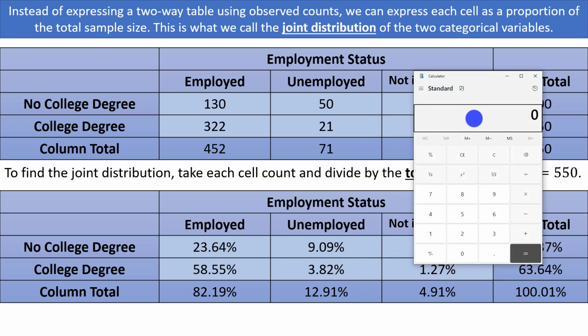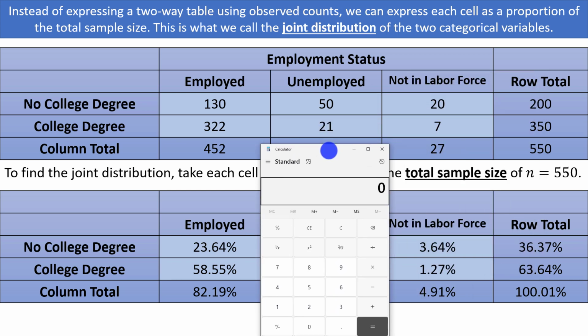Let me just show you a few of those with this basic calculator here. If I took 130 and I divided that by 550, my grand total, I would get 0.2364 rounded to 4 decimal places. If I multiply that by 100, I will get that in percent form, 23.64% rounded to 2 decimals there. It's exactly what we're seeing right here.